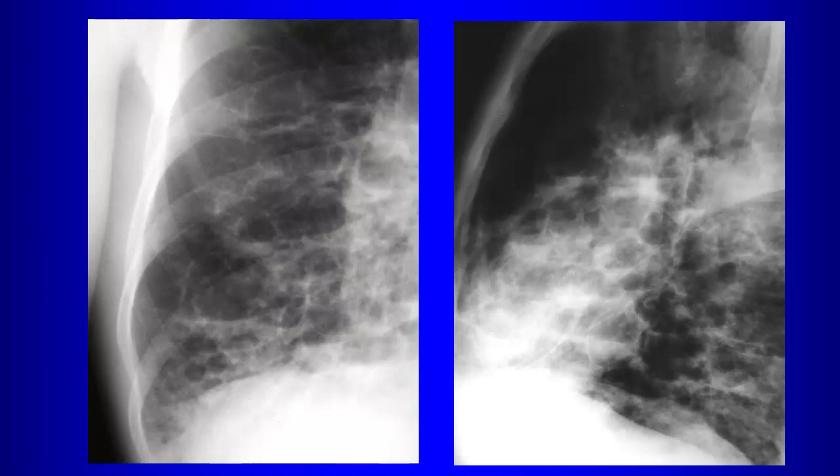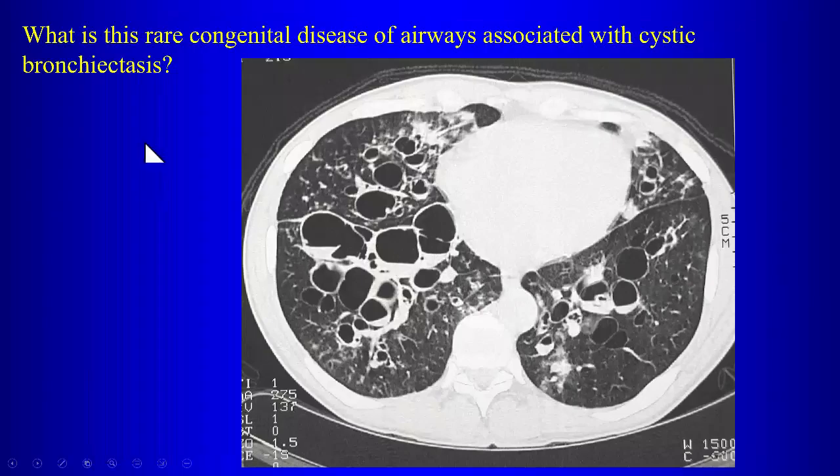Well, before you get to that, what are we looking at? Is it honeycombing? Does honeycombing give you air fluid levels? No. And these are pretty large. So what are you going to call this then? Dilated bronchi. So what kind of bronchiectasis is this? Cystic. This is cystic bronchiectasis. You have a patient with cystic bronchiectasis with air fluid levels. So a congenital disease of airways associated with cystic bronchiectasis?